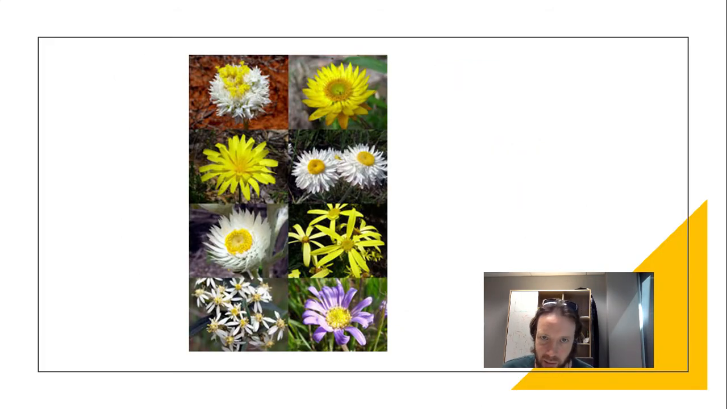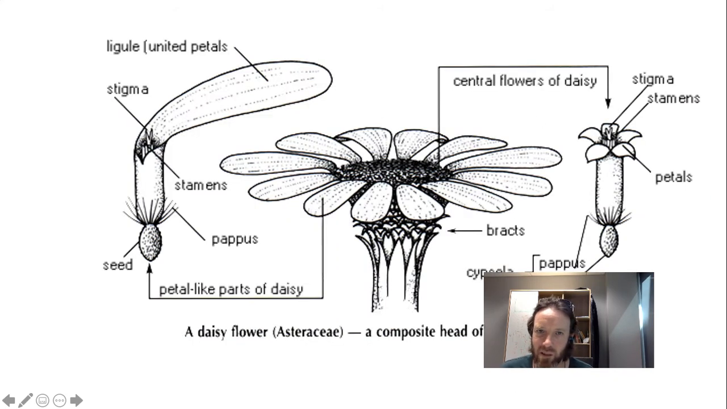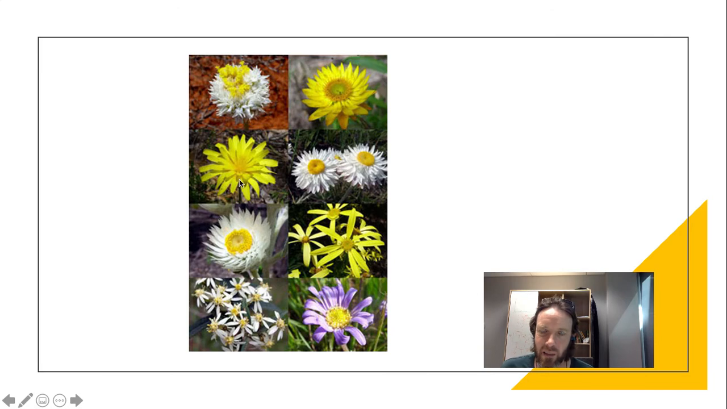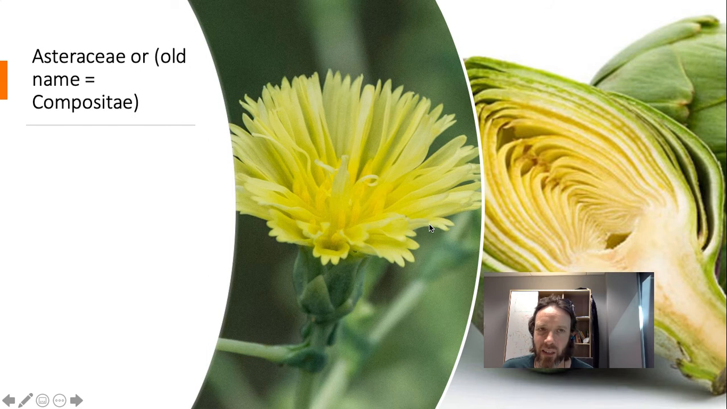Lots of them in this family. Perhaps the most common one is that the ray florets are absent. So these ones are absent. So all of them look like this, which is what you get in a dandelion type flower. But yeah, lots of different colors, lots of different versions of that thing. So the old name was called the Compositae, for this kind of composite flower. So a flower composed of lots of stuff stuck together.